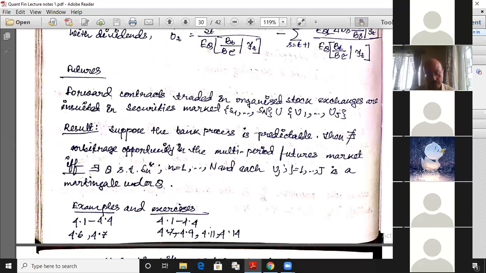So again, these results require careful proofs, but because we have already looked at one proof, I am not going into details, but similar intuition also holds here. The proof will happen similarly. It will go through similarly.